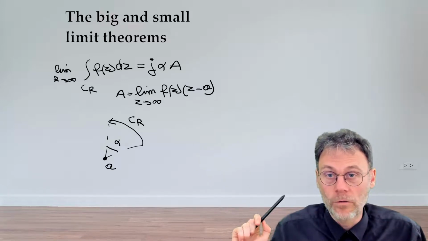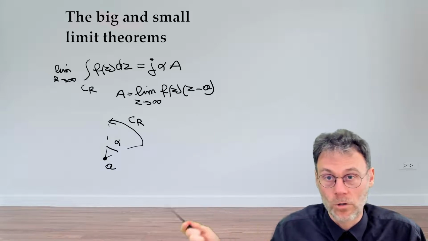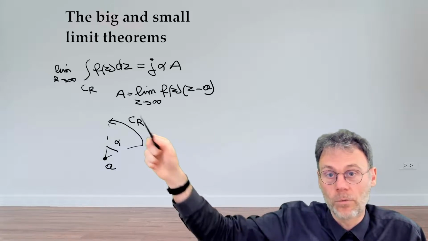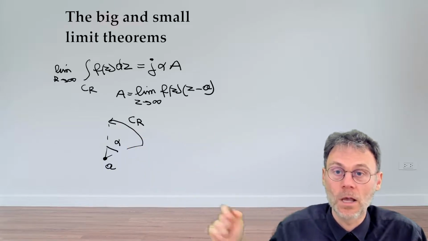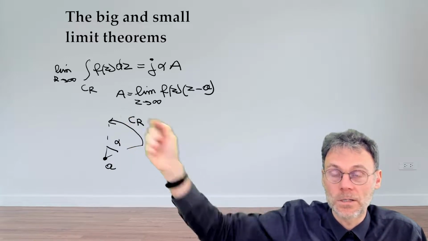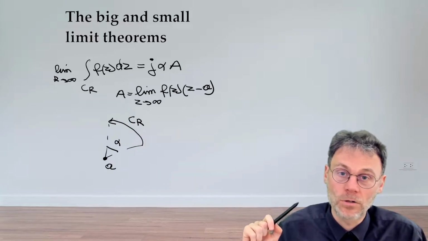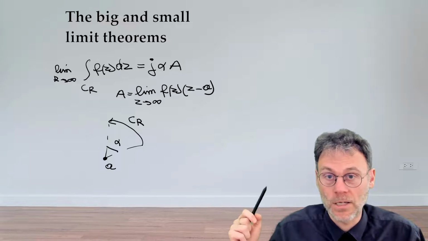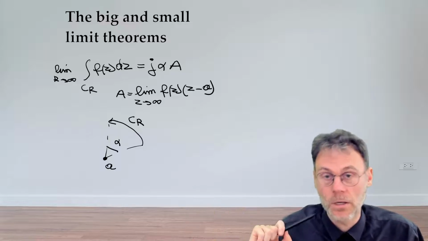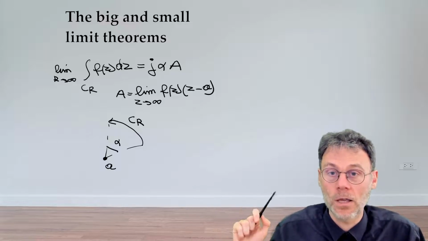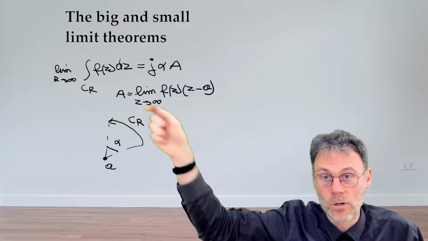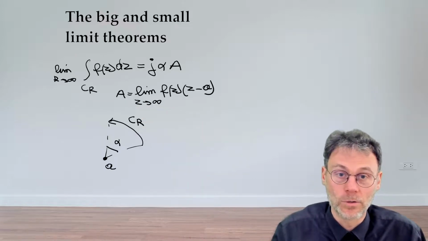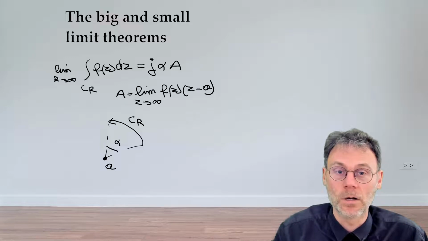Also, do not confuse the big limit theorem with Jordan's lemma. They look very similar. They're both about these circular segments, but the integrand is different. When you have an integrand which involves a complex exponential, then Jordan is your friend. If that's not the case, Jordan becomes your enemy, and you should look at the big limit theorem. So don't confuse these two concepts.